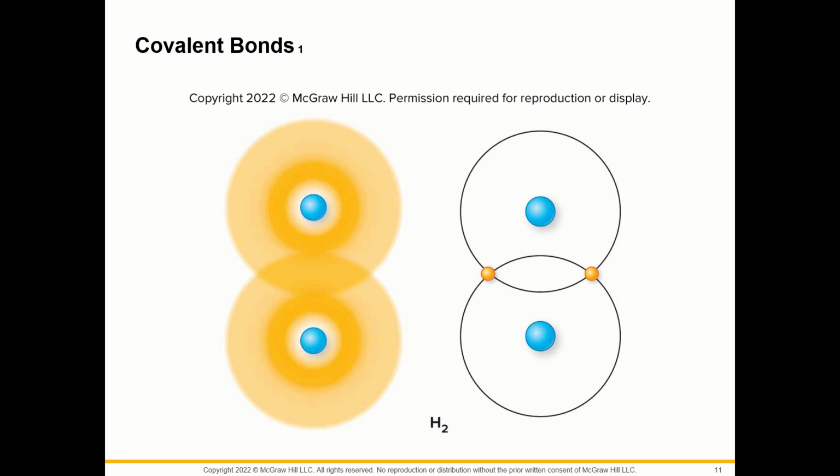So this figure, figure 2.2, shows a hydrogen molecule with covalent bonds between the hydrogen atoms. And this is a nonpolar covalent bond.